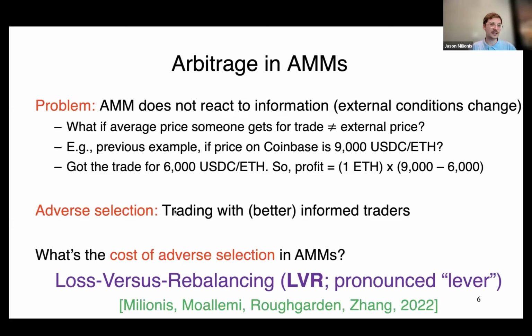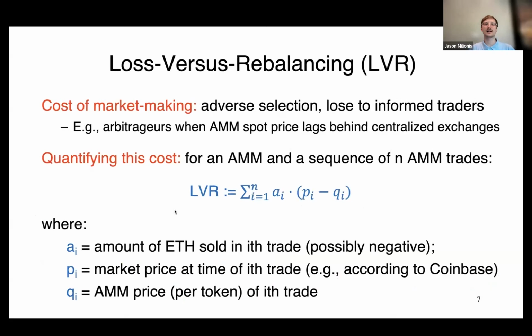So what is the cost of this adverse selection in AMMs? This is what we're going to talk about, and it's called loss versus rebalancing, LVR, as it's pronounced. We established this in the paper that you see on the slides, and it is the dominant way that practitioners now think about adverse selection on AMMs. As we said previously, adverse selection is the losses that are caused from better informed traders. An example of that is when the AMM spot price is not up to date with external markets that contain some other price.